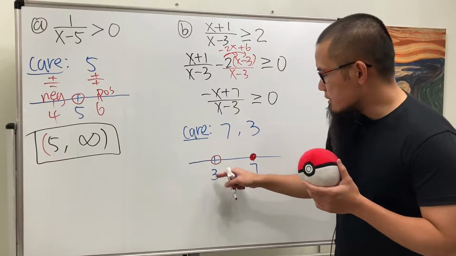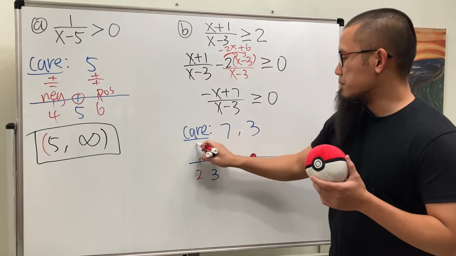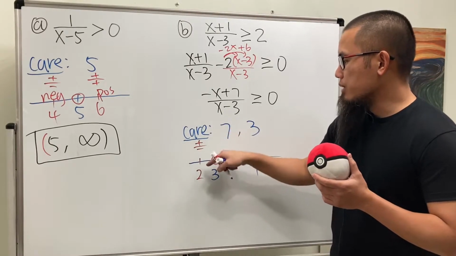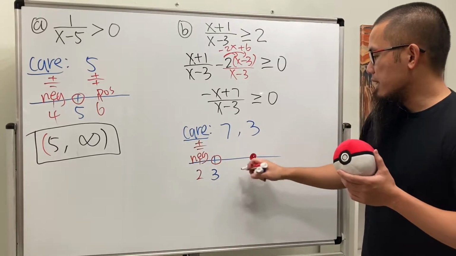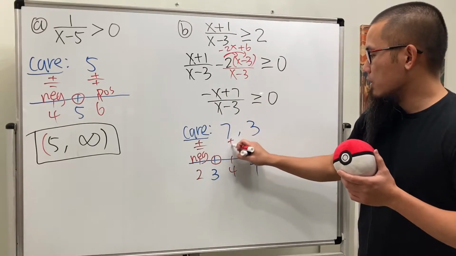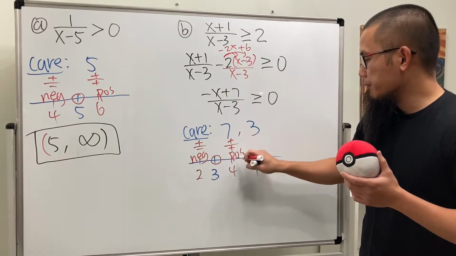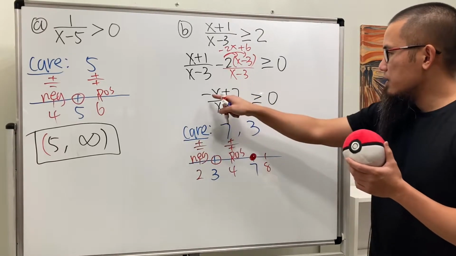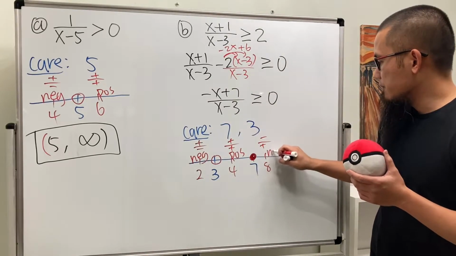Pick a number less than 3, let's say 2. Put it back here. Negative 2 plus 7 is positive. And then put the 2 right here, we get negative on the bottom. So all in all, we get negative. And then pick a number between this and that, let's say 4. Put it here, we get positive. And then put 4 right here, we get positive. So altogether, we get positive. Pick a number bigger than 7, let's say 8. Put it here, we get negative 1 on the top over positive. So altogether, we get negative.